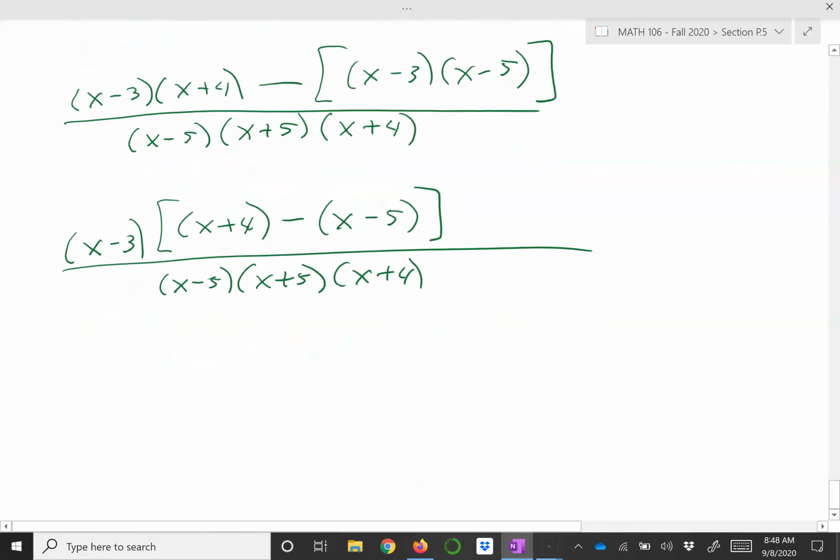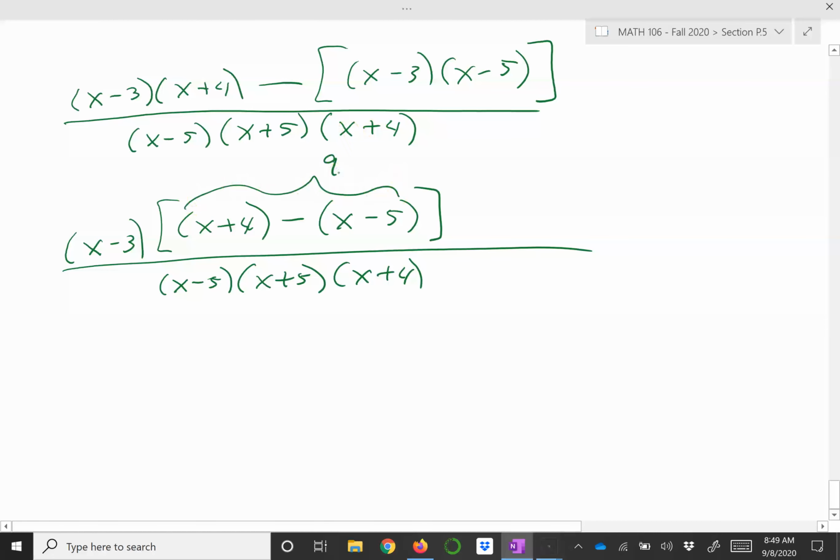So what do you get inside those big square brackets? Well, do you see the x's are going to cancel? Because you'll have x minus x, poof, that's gone. And then you're going to have 4 minus a minus 5, which is 4 plus 5, or a 9. So this thing really simplifies to a 9.